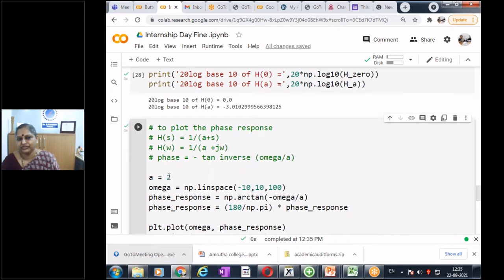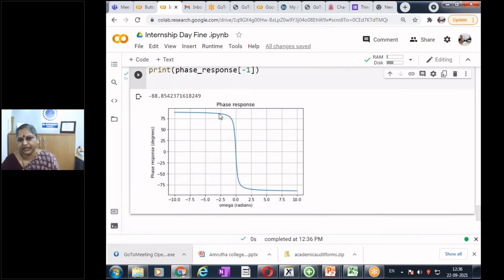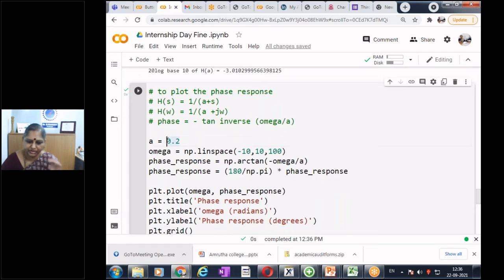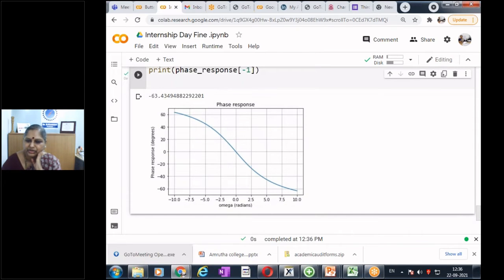So now change the values of A and see how it is. Let us say I put A equal to 0.2. What happens to my phase plot? It is sharper. Let me put A equal to 5 and see how the plot is. So you see the slope depends on the value of A. The phase response is steeper for smaller A. It's a function of A. It depends on A.